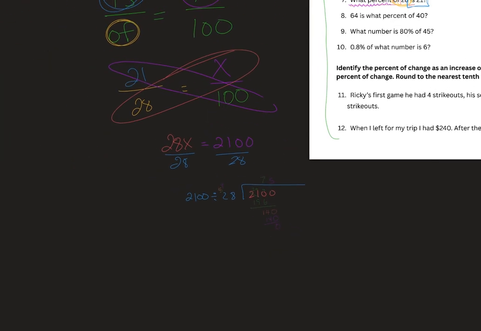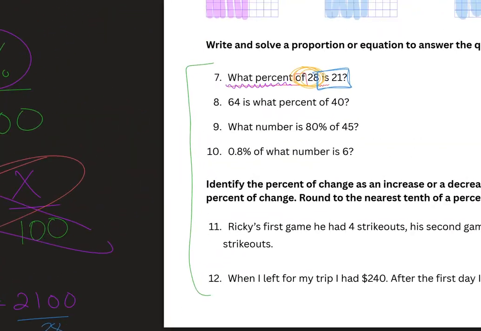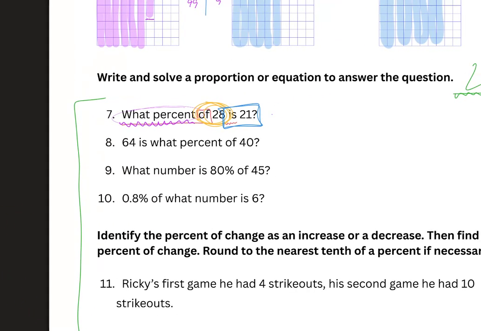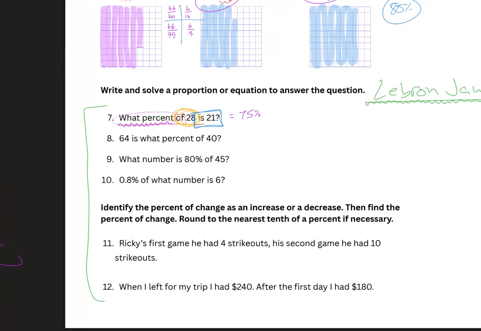Done. So our question was, what percent? And we just found out 75%. So I'm going to write that as a sentence. 75%. In fact, I'm basically going to rewrite this. Instead of saying what, I'm going to say I actually know. So here we go. 75% of 28 is 21. There we go.